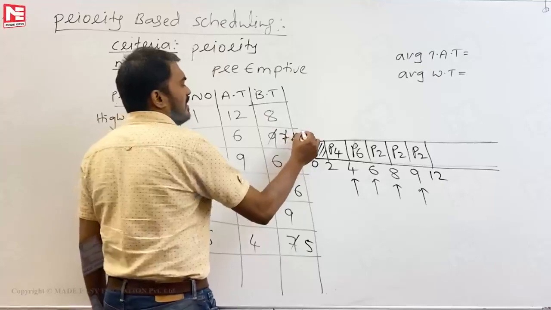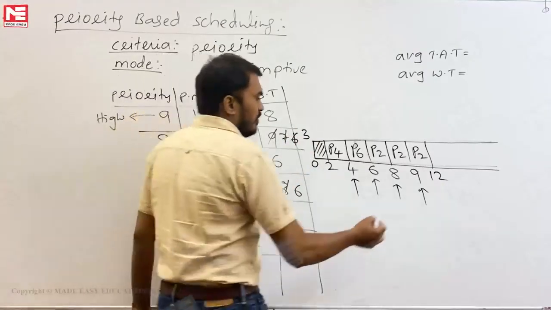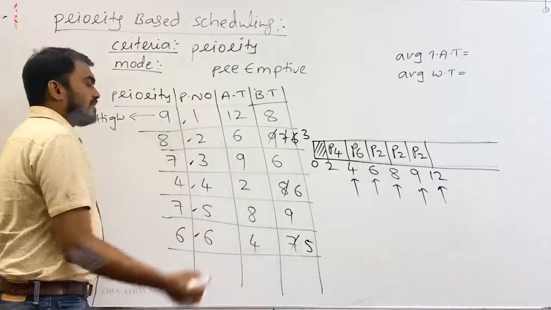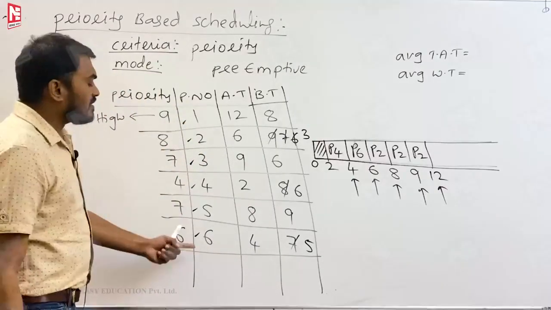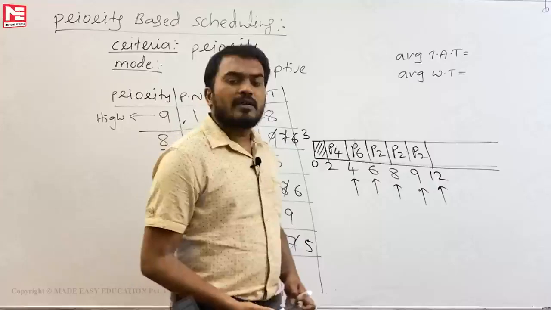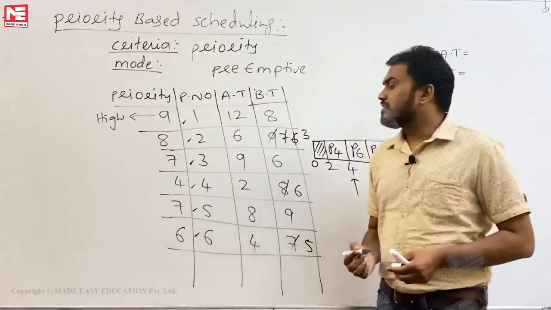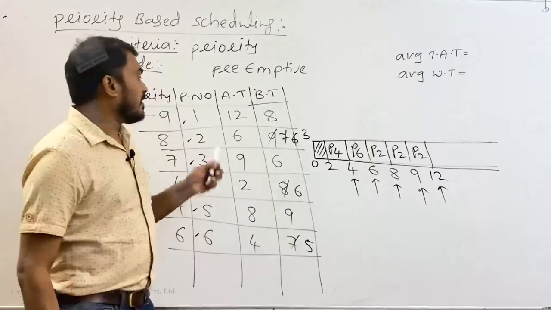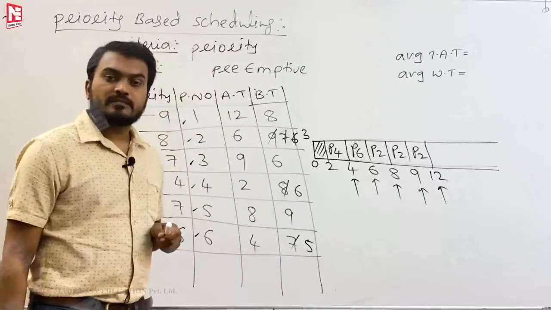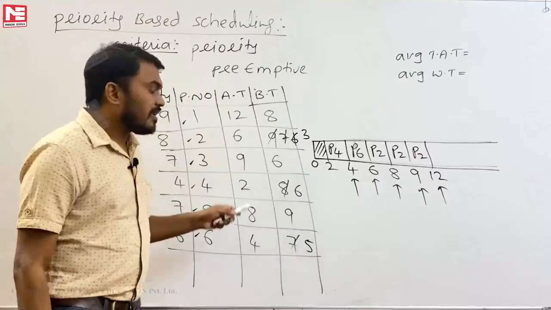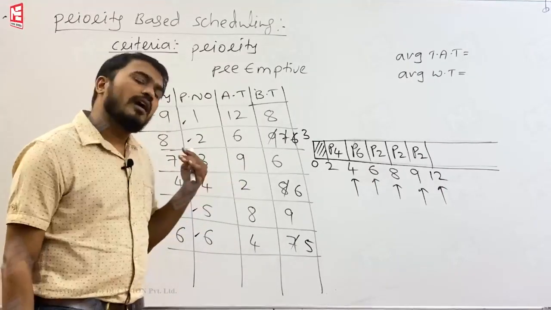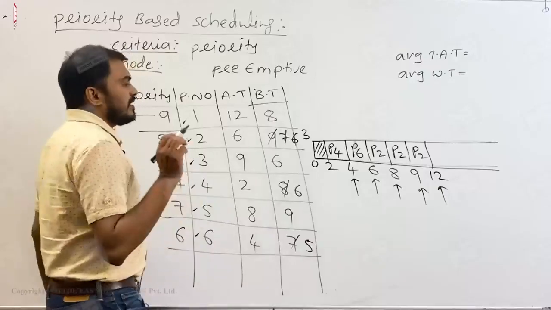So what is the remaining time here? 3. Remaining time is 3. Now present time is 12. Now tell me, by the time 12, okay, P1 is also available. Now observe here, all the processes have arrived. So once all the processes have arrived, there is no need of checking 1 unit of time. So you can directly execute what? Okay, the high priority process. You can directly execute the high priority process.